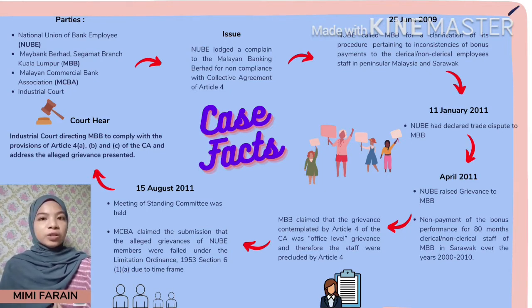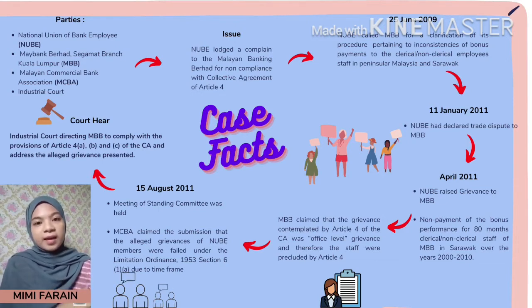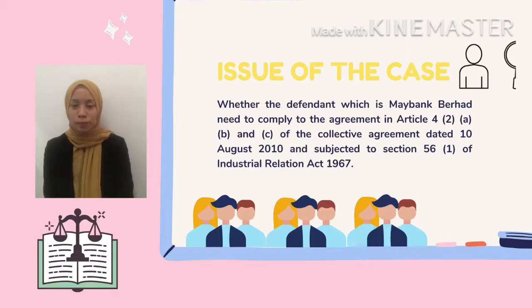Therefore, the failure to resolve this issue through the Standing Committee had encouraged NUBE to bring this issue to the Industrial Court. MCBA agreed for this issue to be heard at the Industrial Court, with the condition that only one case be heard from the 50 cases submitted before. As a result, the Industrial Court ruled that MBB needs to comply with the provision of Article 4 Sub A, B and C.